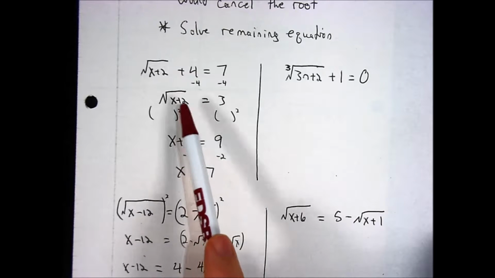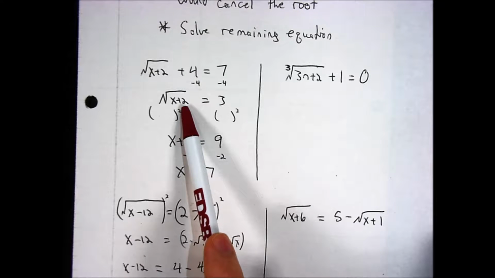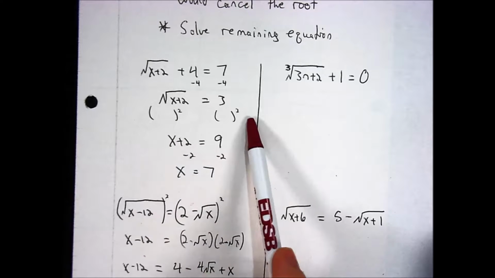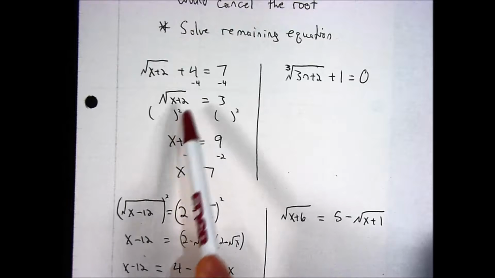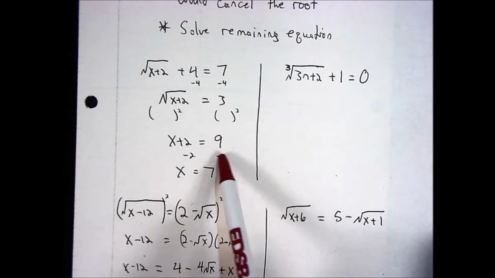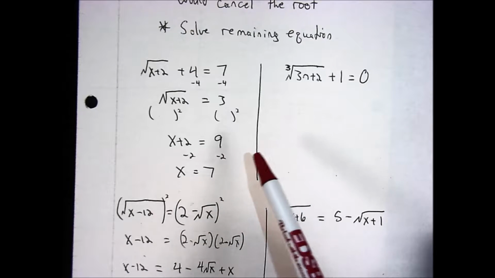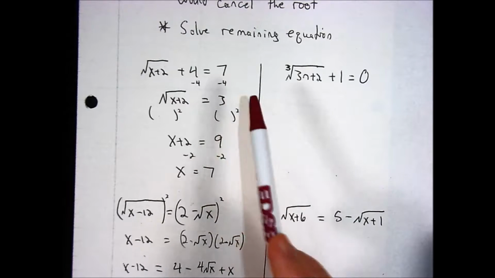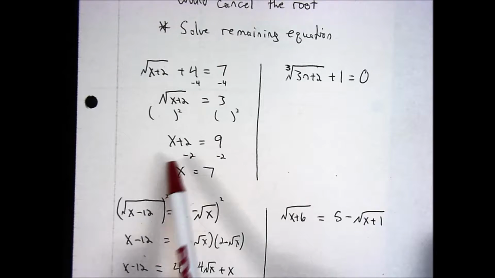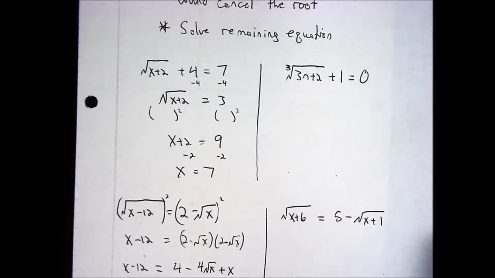Okay, it's a square root, so to undo a square root, we're going to square both sides. When I square a square root, it cancels out, and we just get left with x plus 2 on this side. Over here we have 9. Then step 3, solve the remaining equation. x plus 2 equals 9. Not too bad. Subtract that 2, and we get 7.